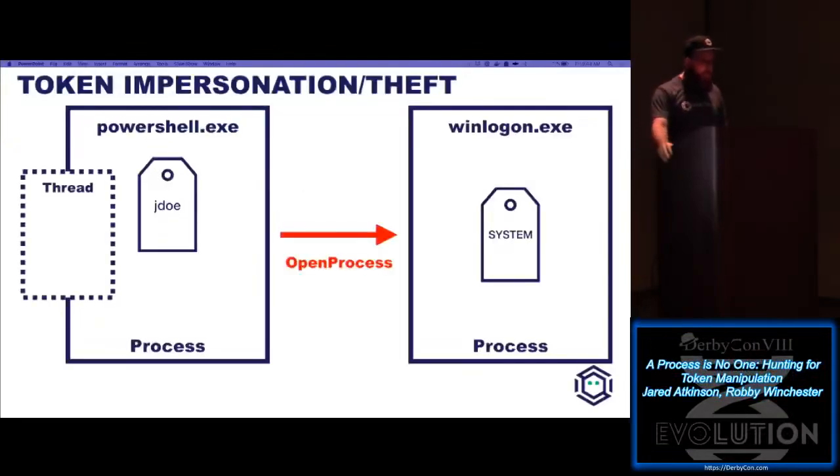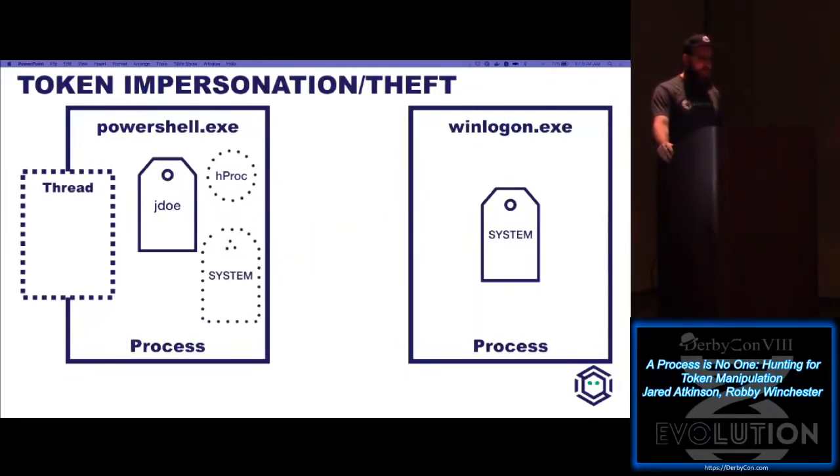And so to show how this works, we have PowerShell and we're wanting to impersonate WinLogon. We call OpenProcess, get a handle to WinLogon, and then we call DuplicateToken, so we get a duplicate system token, and then we can go ahead and apply that to our specific thread.